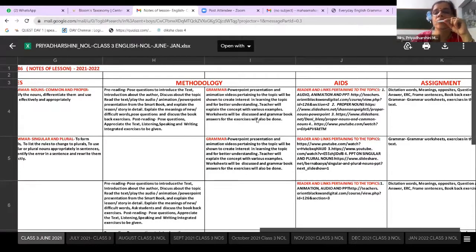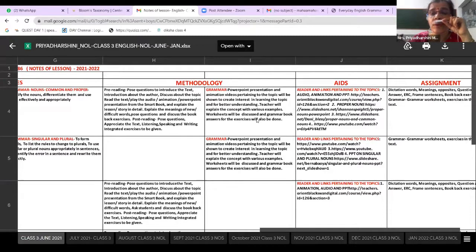Worksheets will be discussed. You create the worksheet, as I told you, and you have to discuss the worksheet. You make them write the answers, and one particular period you are allowed to discuss the answers. And you will know where they have gone wrong. The child will come out with the answers, right? So during that time, you can correct the child also. This will help you see how the child has really understood the grammar concept.